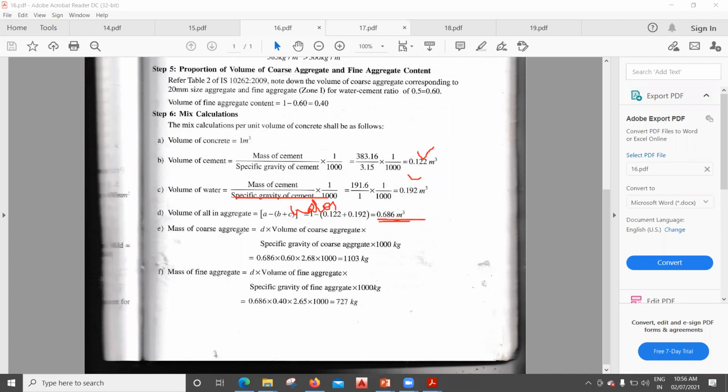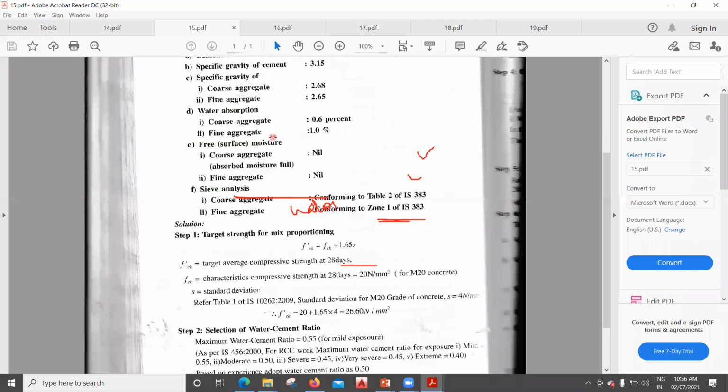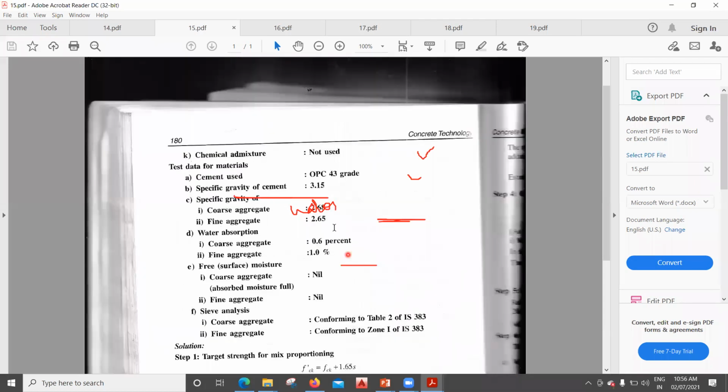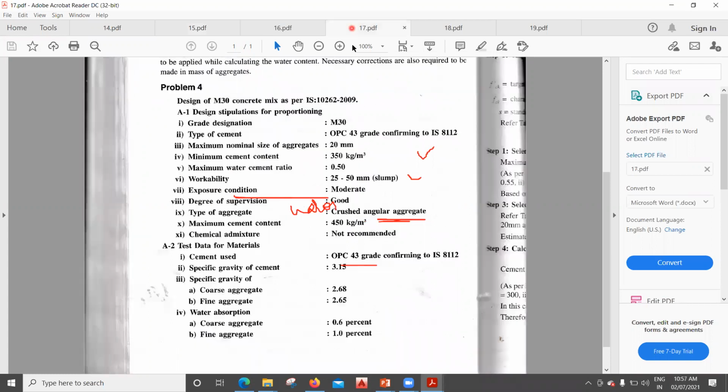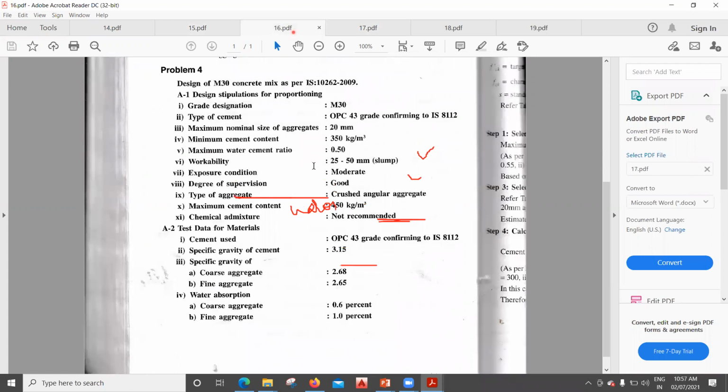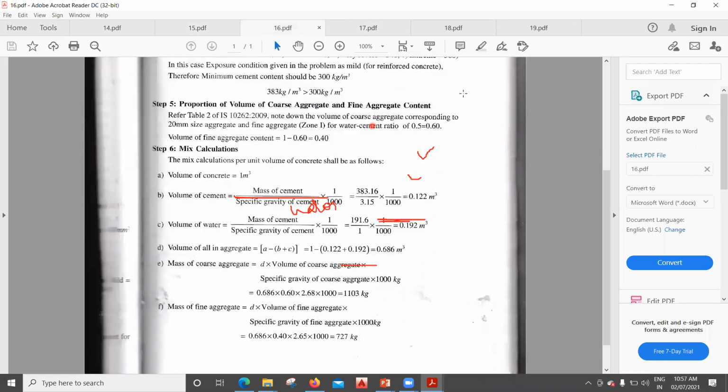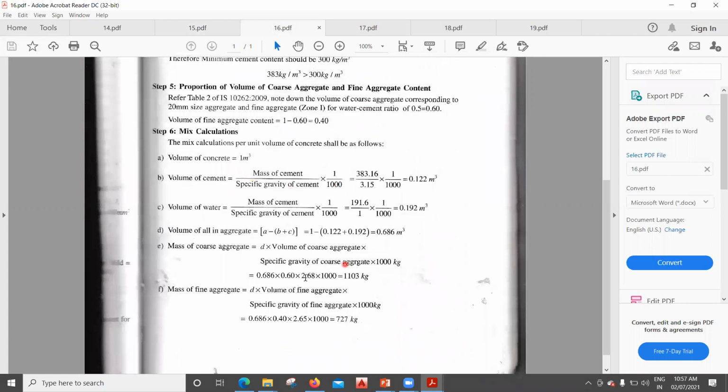Mass of coarse aggregate will be 0.686 into 0.60 into 2.68 into 1000, which will be 1103 kg. Everything is given. If you want to see the specific gravity, go back here. Here they have given the specific gravity: 2.68 is the specific gravity for coarse aggregate and 2.65 for fine aggregate. So same thing you can see here. You have taken 2.68 for coarse, and for fine aggregate they have taken 2.65.